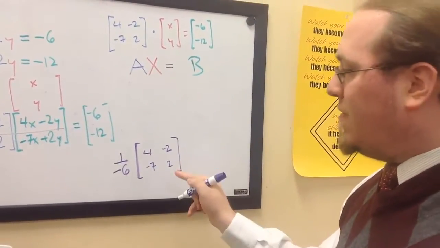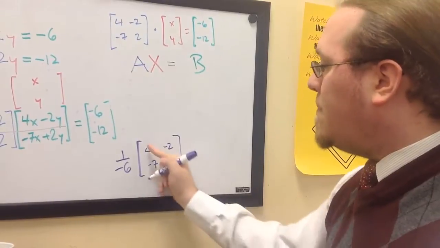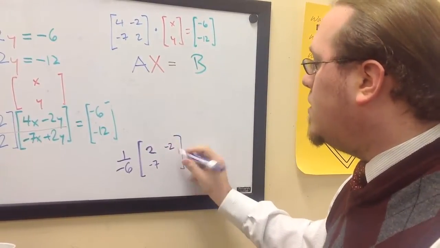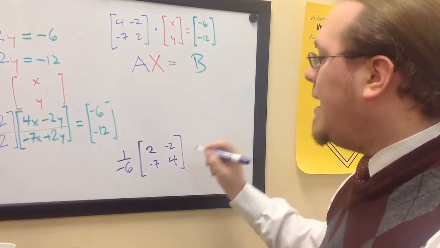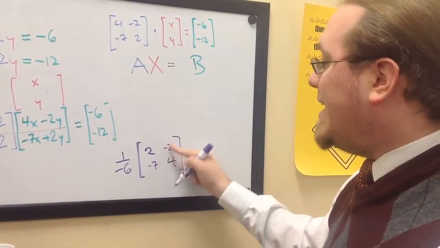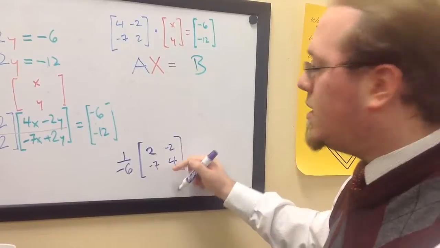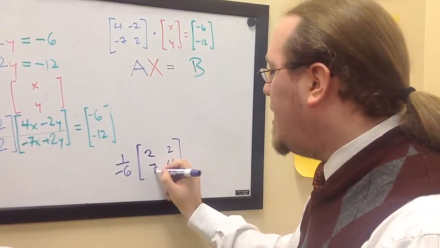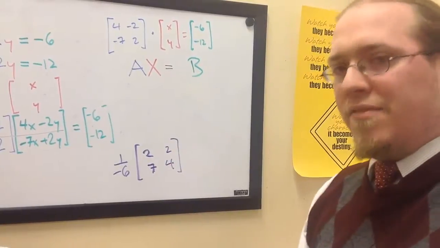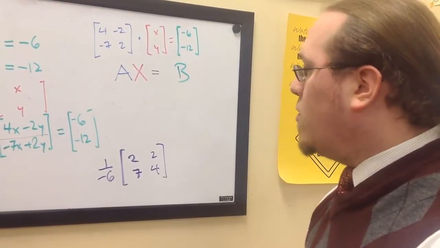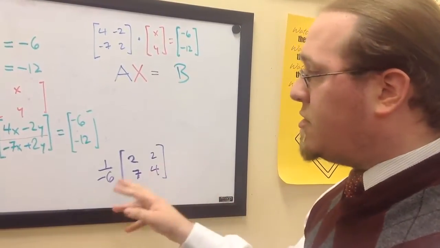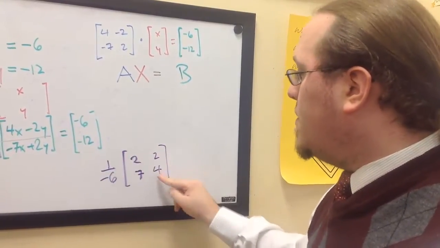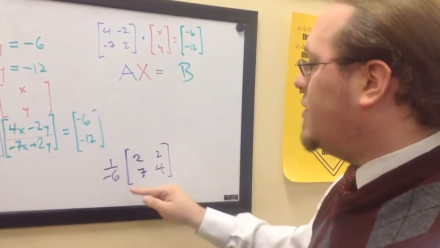And then what we have to do is swap these two elements. So that becomes a 2, that becomes a 4. And then we have to negate these two elements. We have to switch their signs. So that becomes a +2 and a +7. And that's how you usually find the inverse of a matrix. Or at least for a 2 by 2. Find the determinant, divide by it, swap those two, and change the signs on those two.